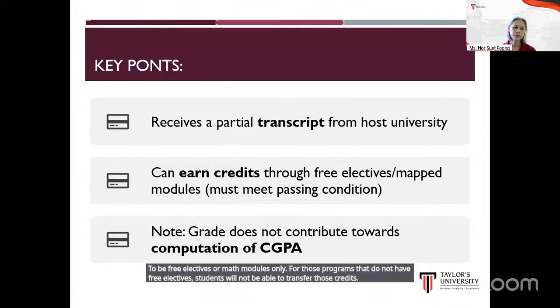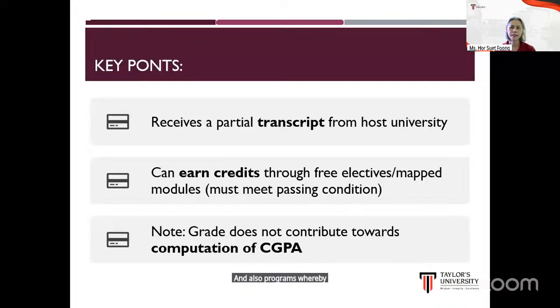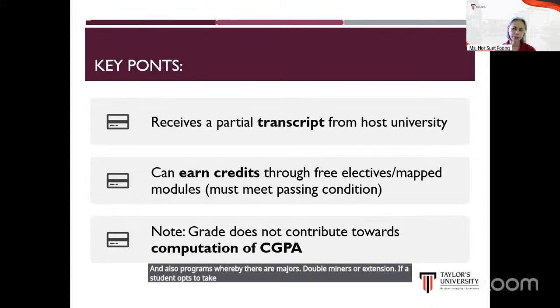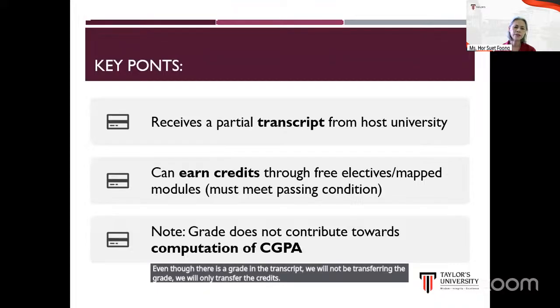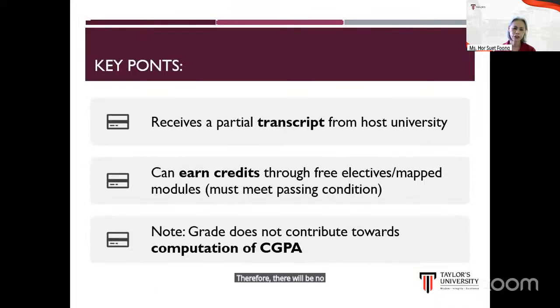And also programs whereby there are majors, double minors or extension, if a student opts to take those complementary studies, they will not be able to earn the credits. Okay, it is only applicable to single award or those with free electives. And do note that even though there is a grade in the transcript, we will not be transferring the grade. We will only transfer the credits. Therefore, there will be no computation of CGPA.